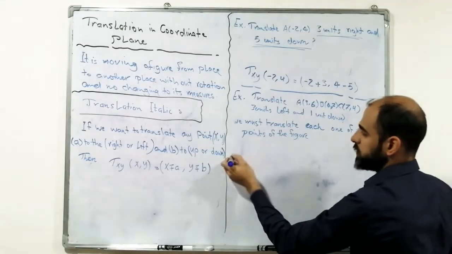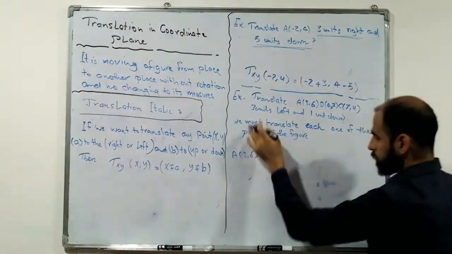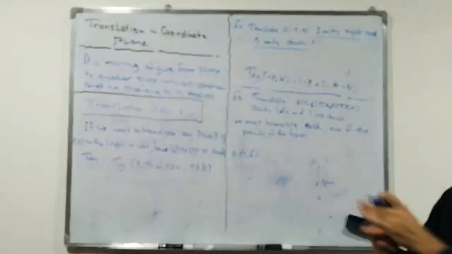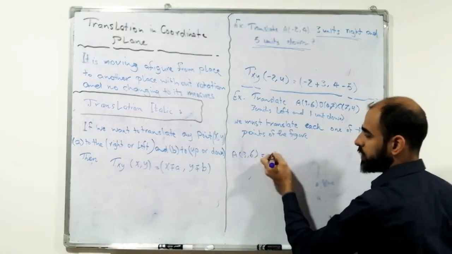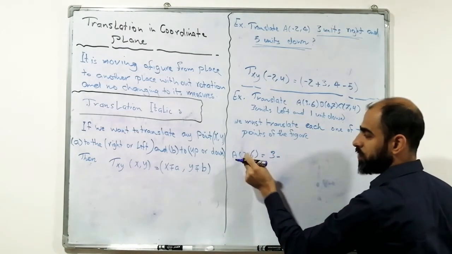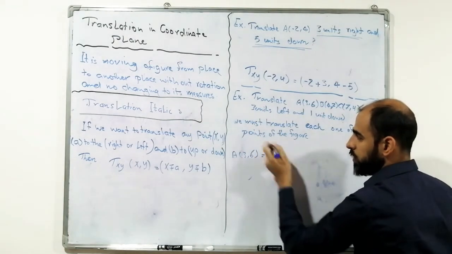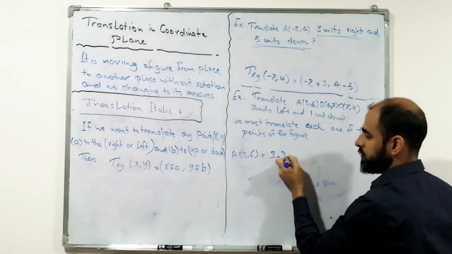Now the first point A is 3 with 6. We translate 3 units to the left. Since the translation is to the left, that means to the negative side of x. So we have to subtract 3. Why minus? Because the translation is to the left. The number that we translate is 3, so 3 minus 3.